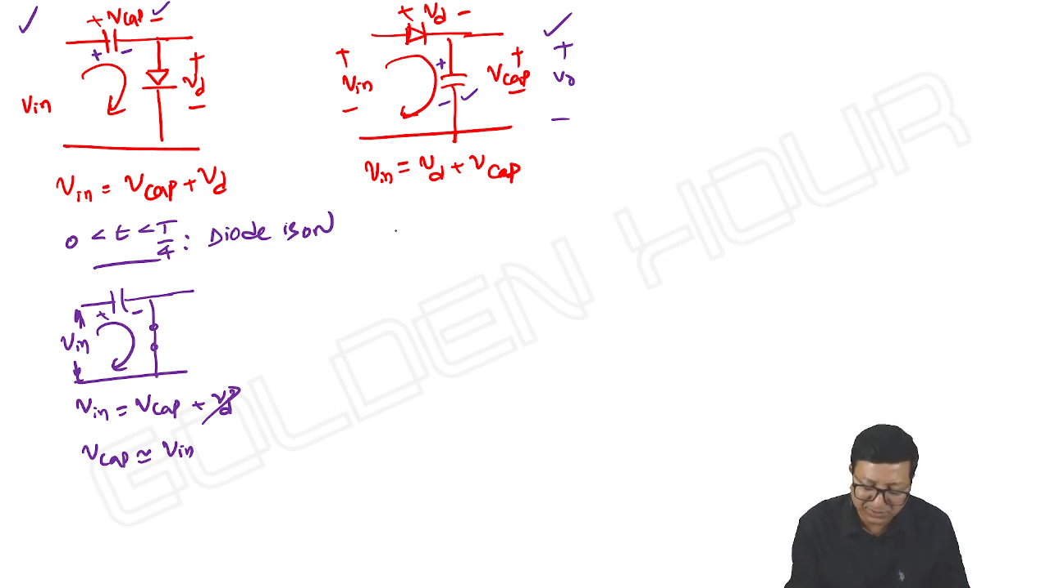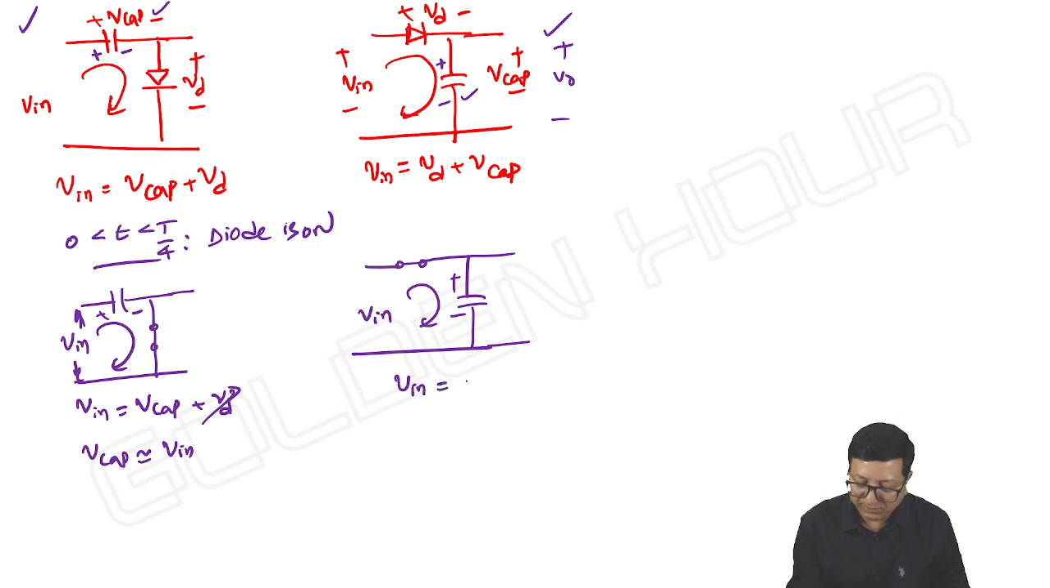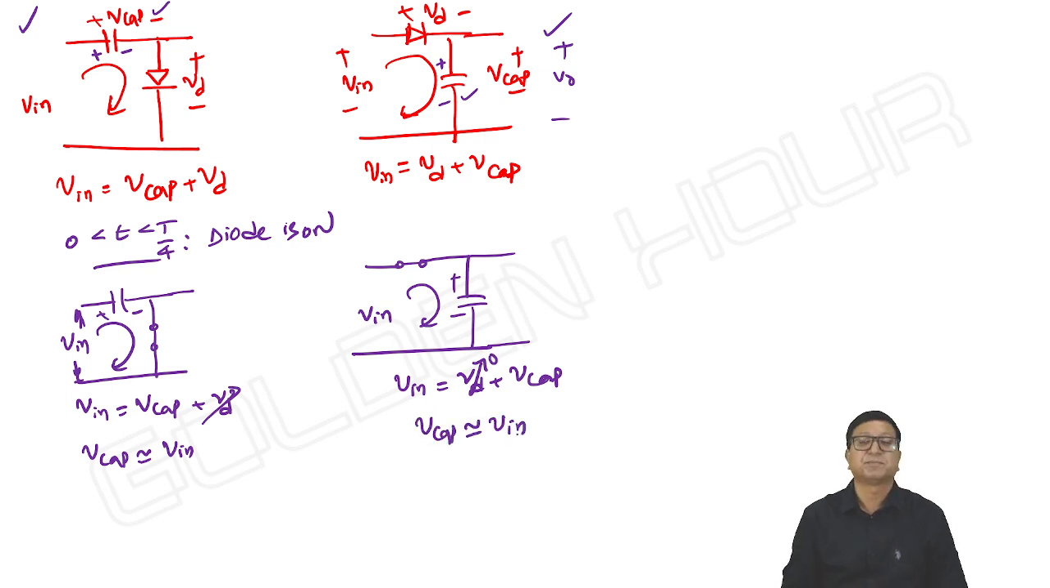Let us take this circuit. The same thing: once the diode is on, it acts as a short circuit. The input is here and the current is flowing in this direction, the capacitor will charge like this. Okay, so here V input is equal to VD plus V capacitor. VD is almost negligible and V capacitor is approximately equal to V input.